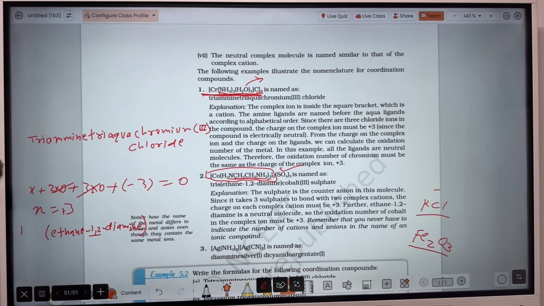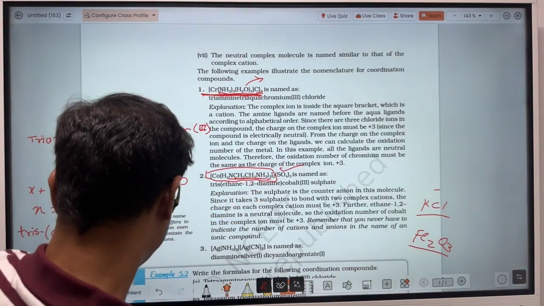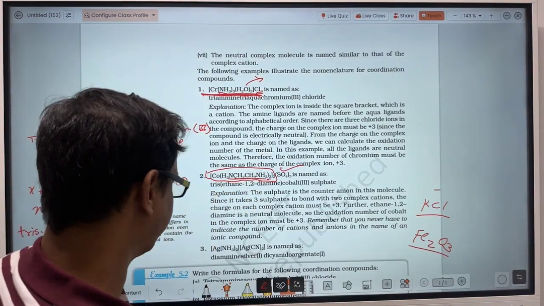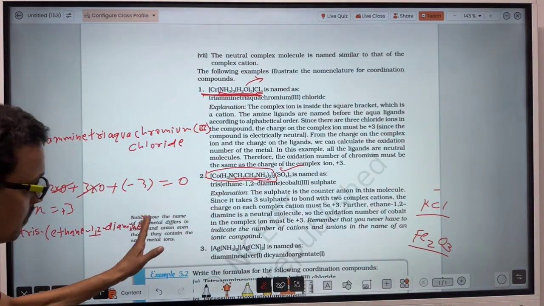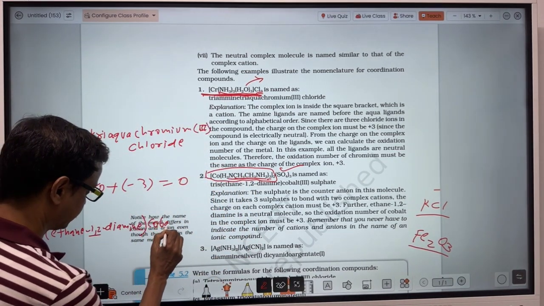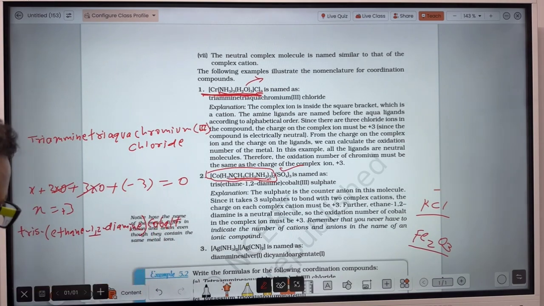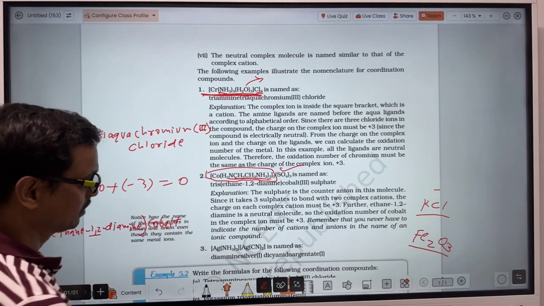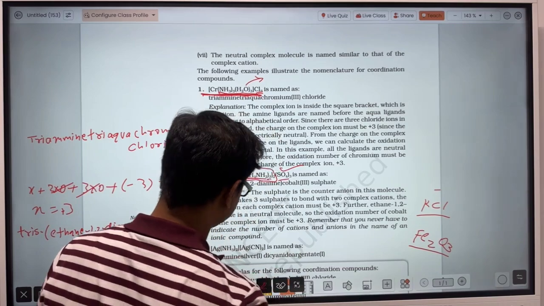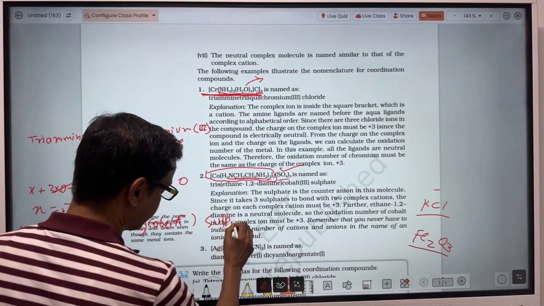Firstly, we will write tris. Why tris? Because there is a number in the name of the ligand. So that's why tris(ethane-1,2-diamine) is written. Then it is cobalt here. Hopefully it is visible, I am using red color. Cobalt here, and here sulfate. Then after cobalt, its oxidation number, and here sulfate.